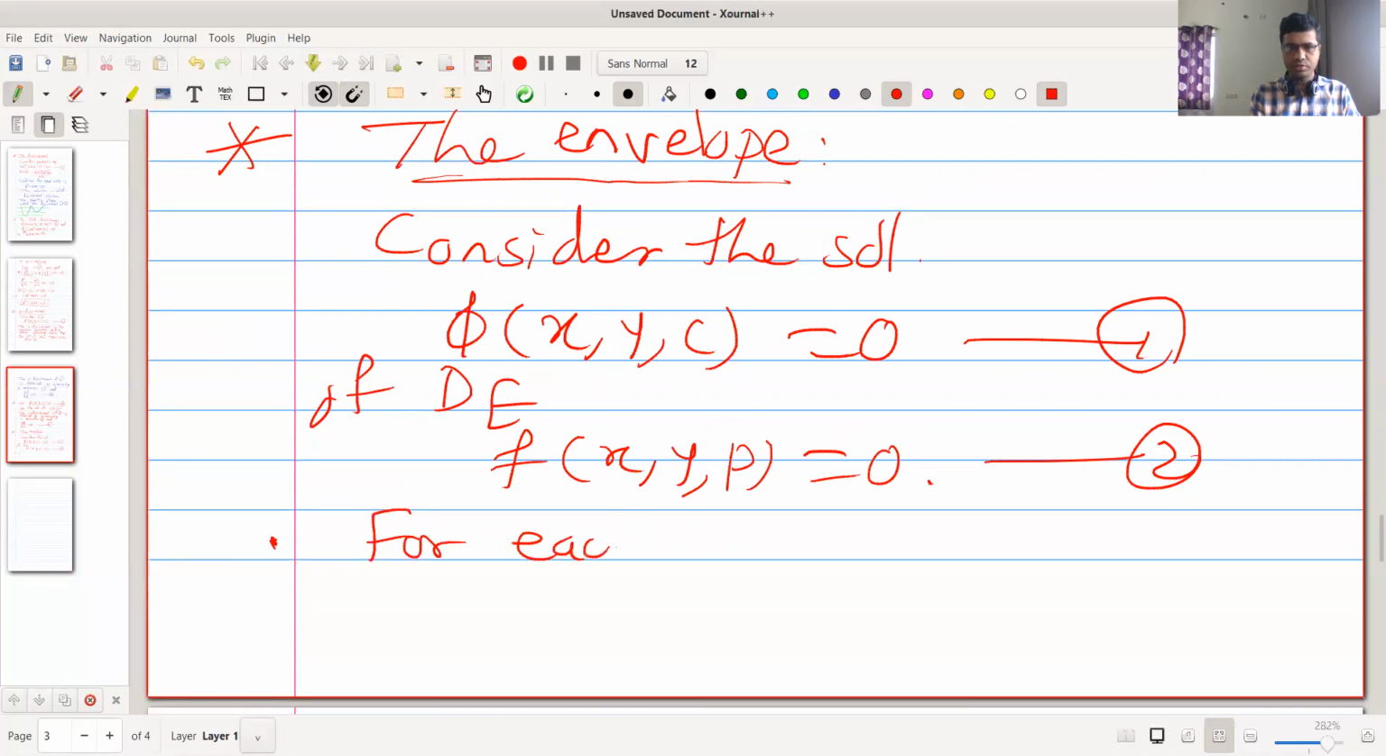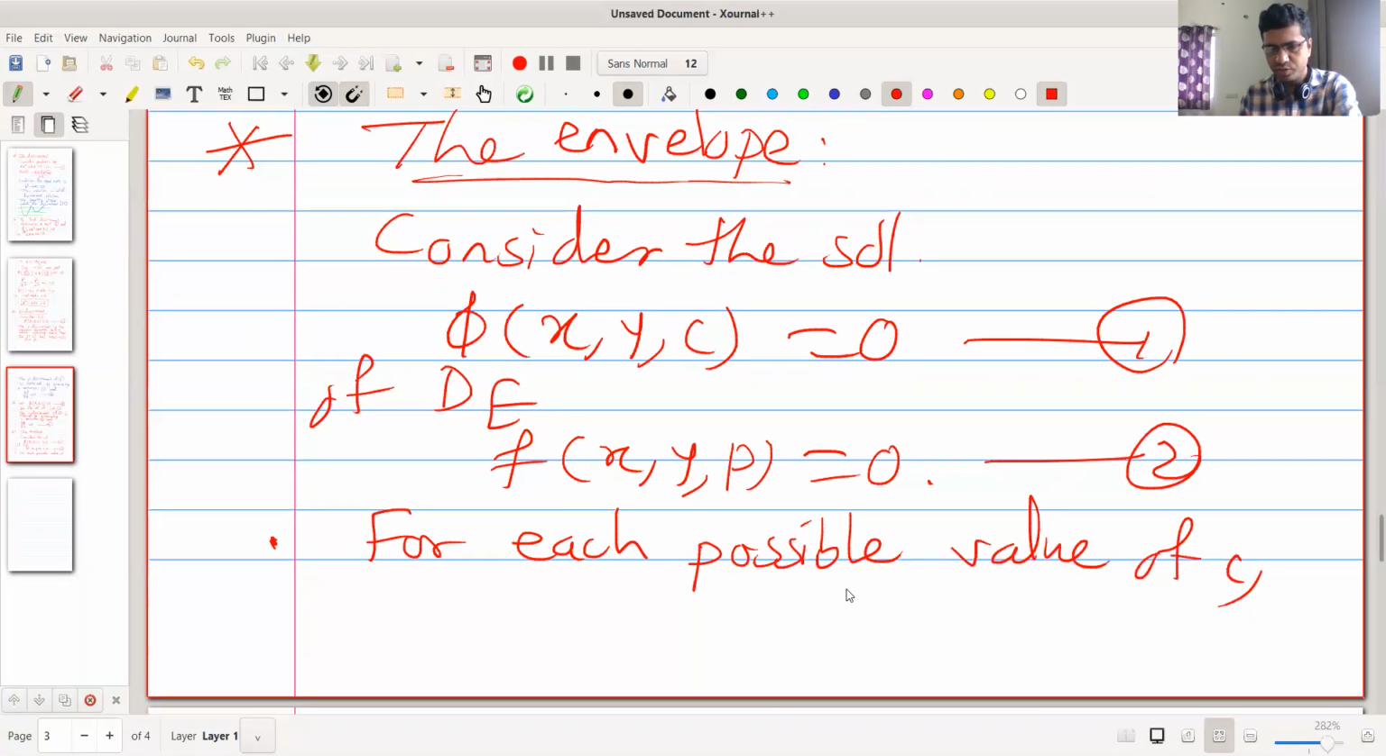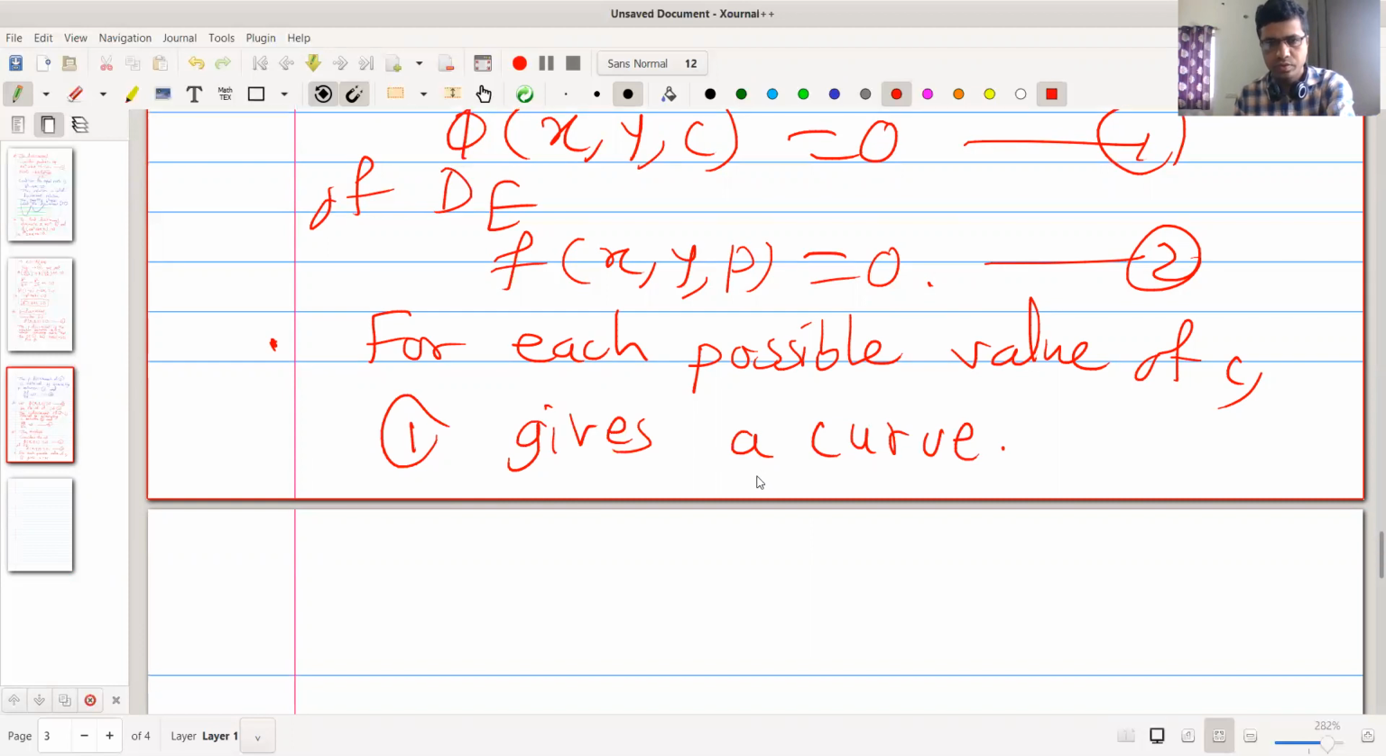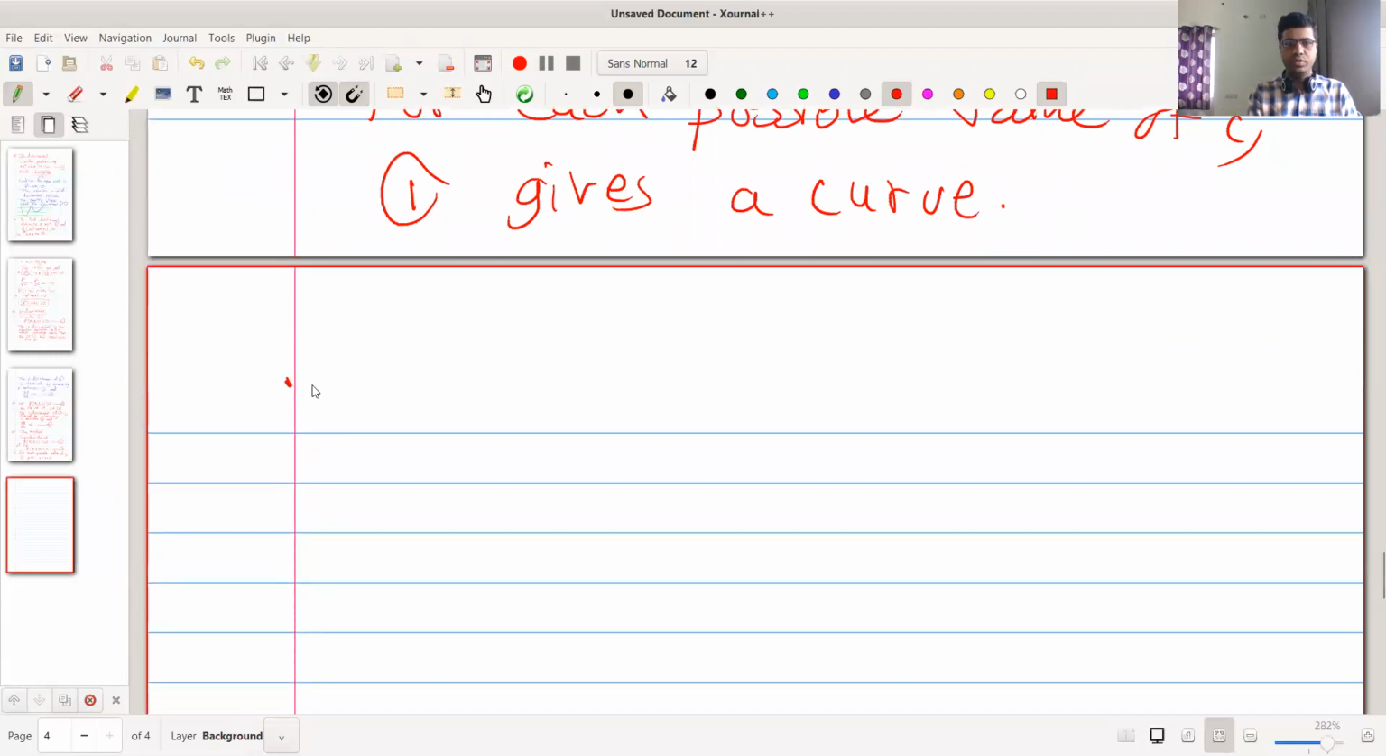For each possible value of c, one gets a curve. Now if we consider two values for c which are very close to each other, then we get two curves. These are called consecutive curves.